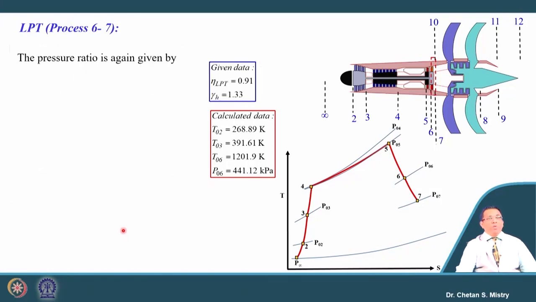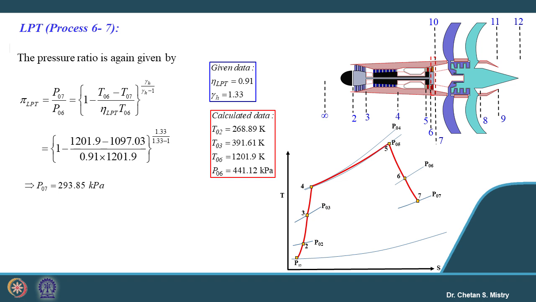Now, in order to calculate the outlet pressure, we can correlate our expansion ratio, or pressure ratio, with temperature as well as the isentropic efficiency for the LP turbine. The isentropic efficiency for the LP turbine is given as 91%. So, let us put that number in, and if we calculate, the pressure comes out.